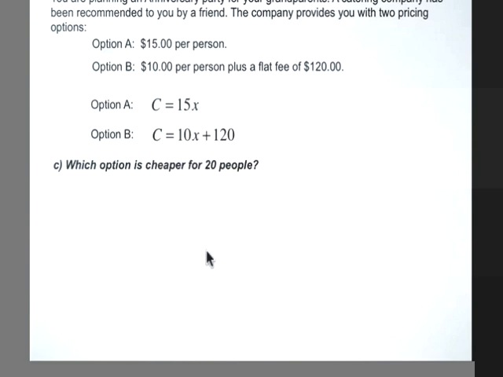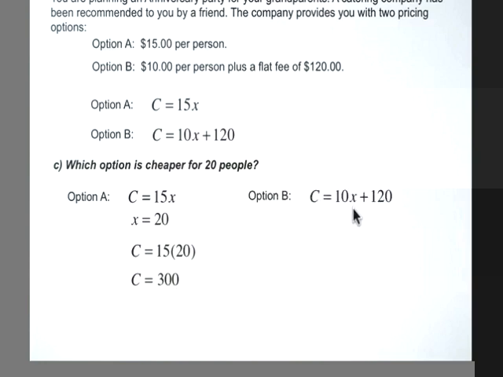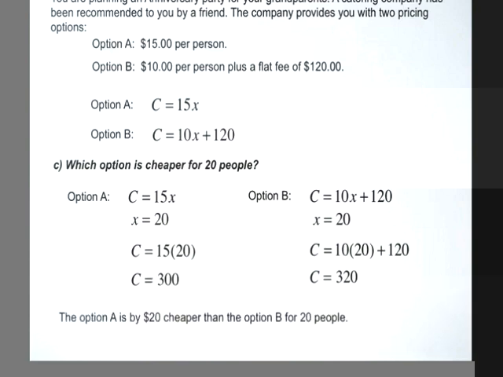So which option is cheaper for 20 people? Option A, the equation is c equals 15 times x. And if x is equal to 20, we sub in for x, and it's 15 times 20, which is 300. For option B, when we sub in for x equals 20, we get c is equal to 10 times 20 plus 120. And when we simplify, 10 times 20 is 200 plus 120 is 320. So option A is cheaper by $20 than option B if you are having 20 people.